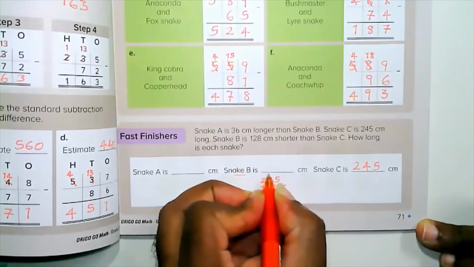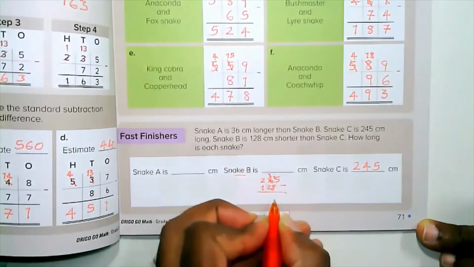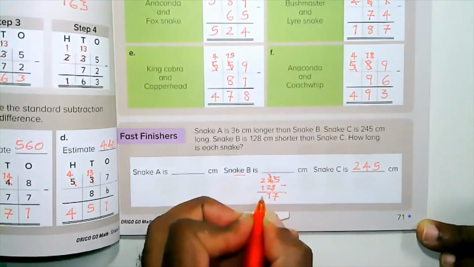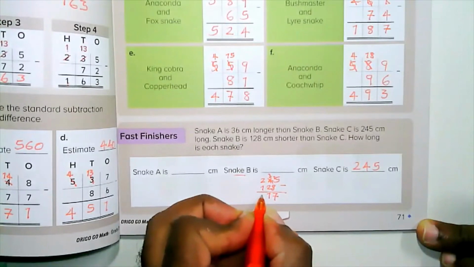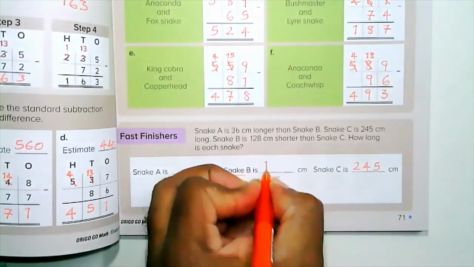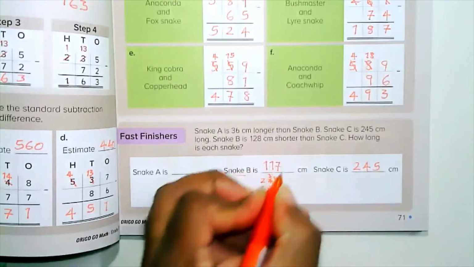Borrow 1, remain 3. Bring the 1 here. 15 minus 8 will be 7. 3 minus 2 will be 1. 2 minus 1 will be 1. 117. So we have 117 here.